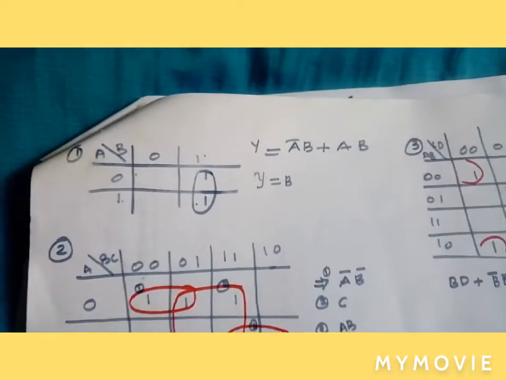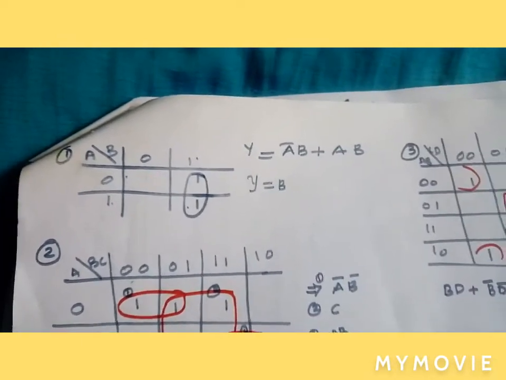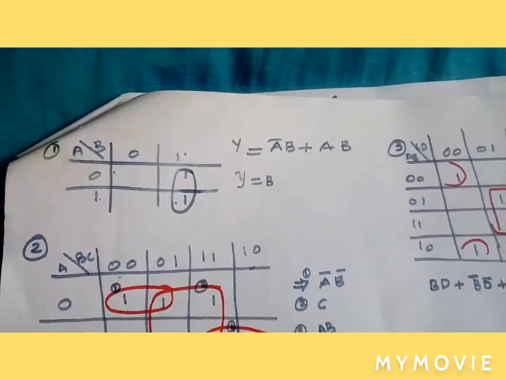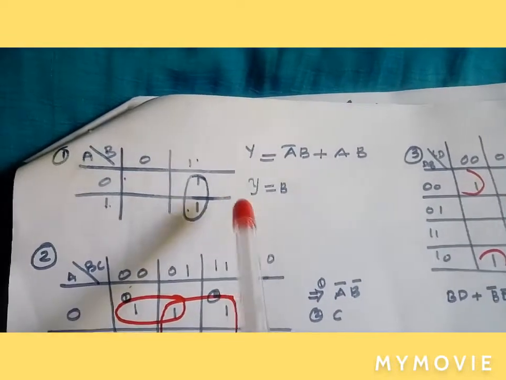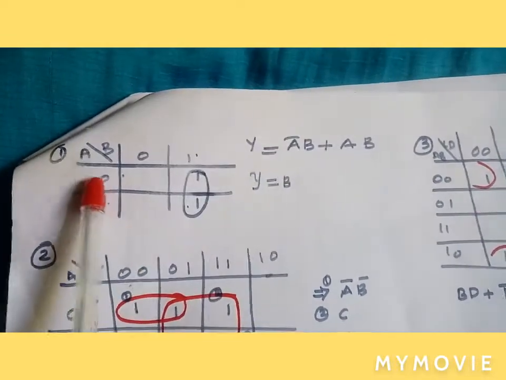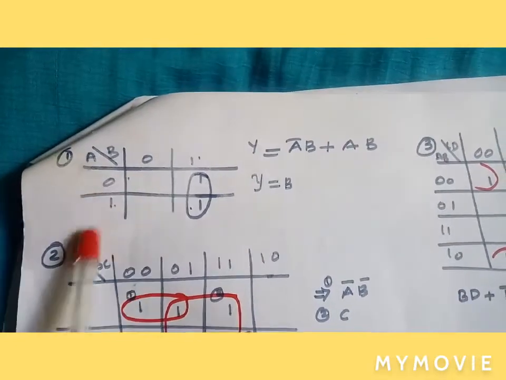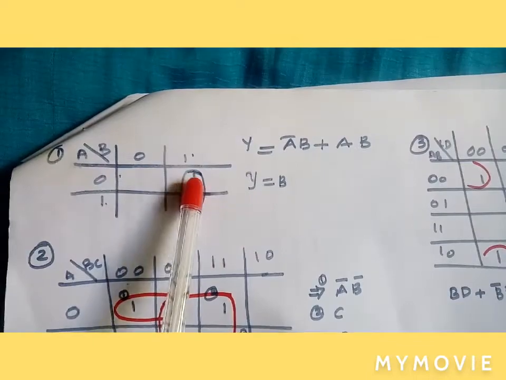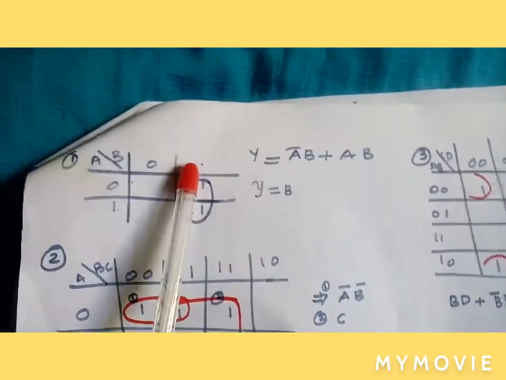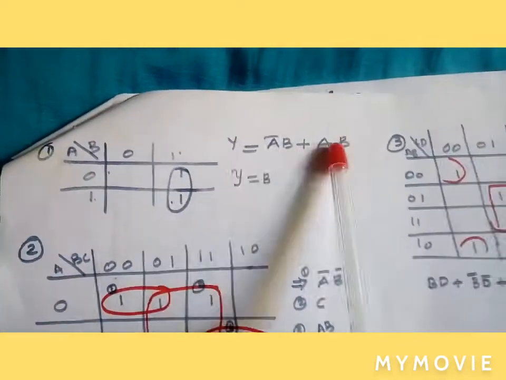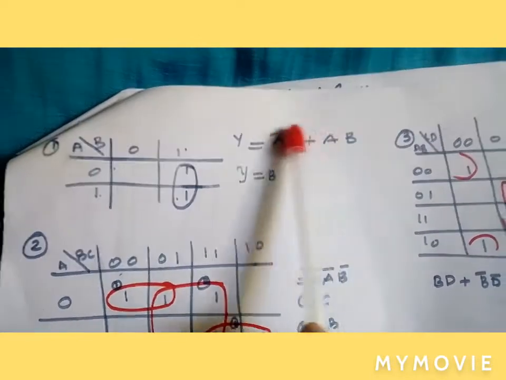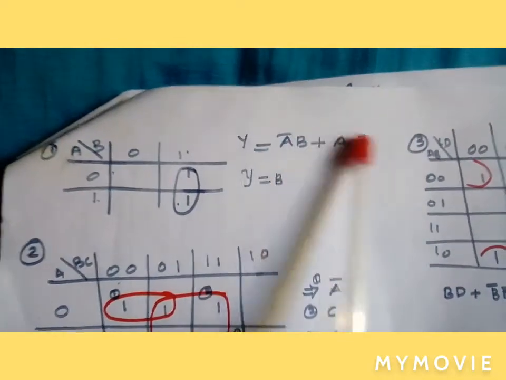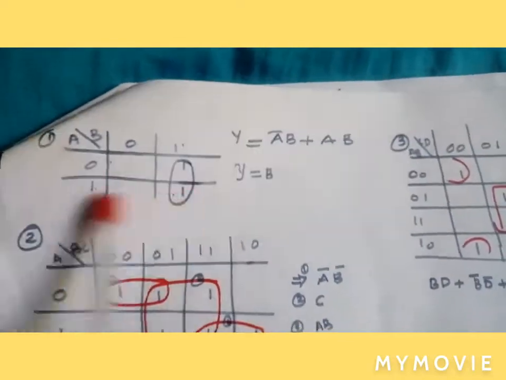How can we simplify this? By grouping. We know that there is a group of a pair. In this pair, A changes from 0 to 1 and B is constant. B is 1 for this one and 1 for this one. That means B is the answer. We know A bar B plus AB from Boolean equations, B can be taken outside. A bar plus A is 1, so B is the answer. From the K-map also we can find B.